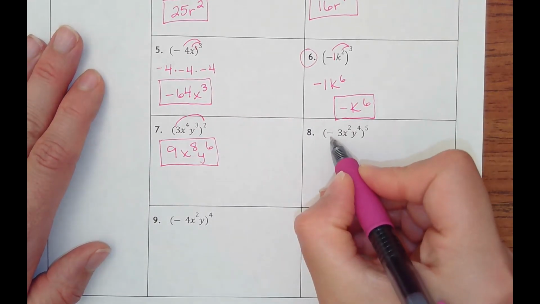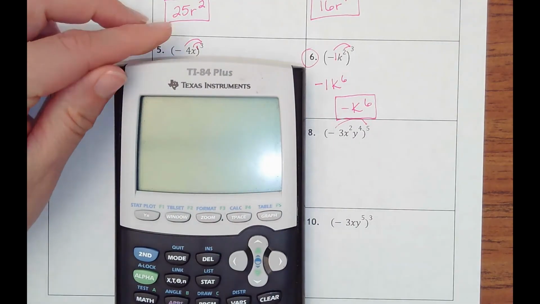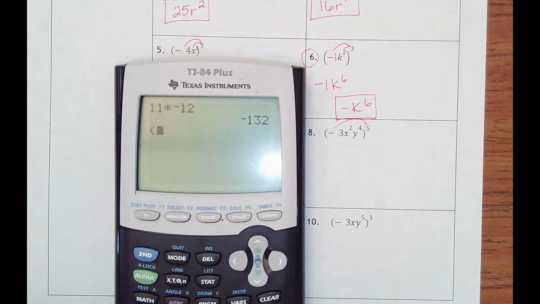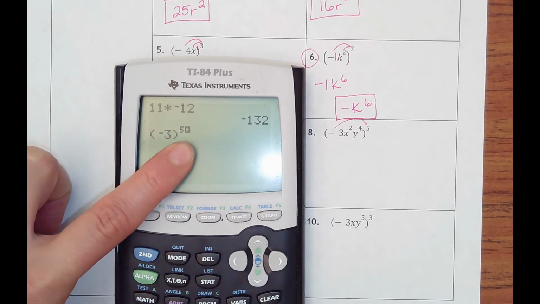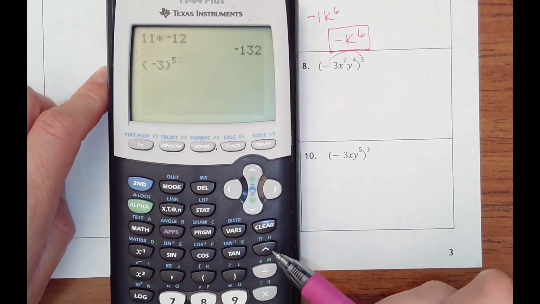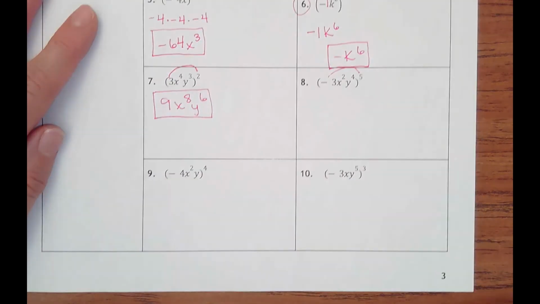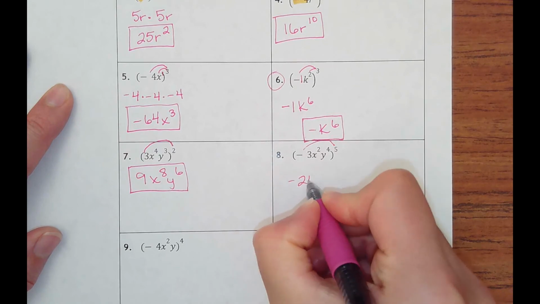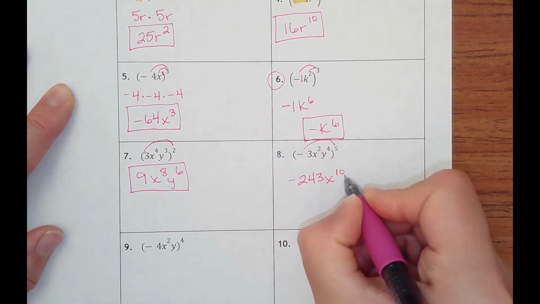Okay, this one, take -3 to the 5th power. Now I don't know what it is. I always put the number in parentheses and then my power on the outside. The power button is, let me show you, this little up arrow key right here under the clear button. And that is -243. Okay, and then 2 times 5, 4 times 5.